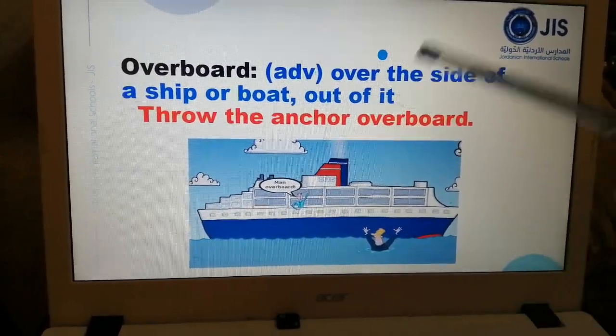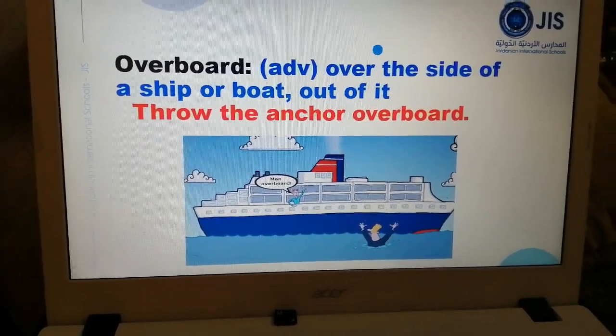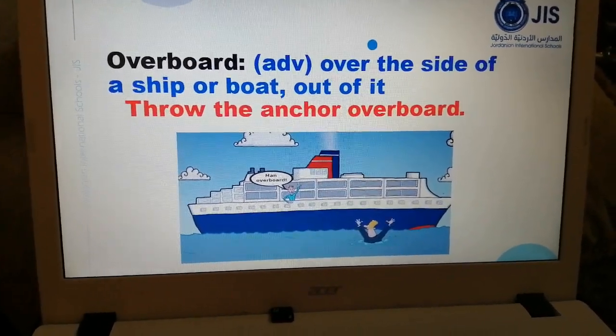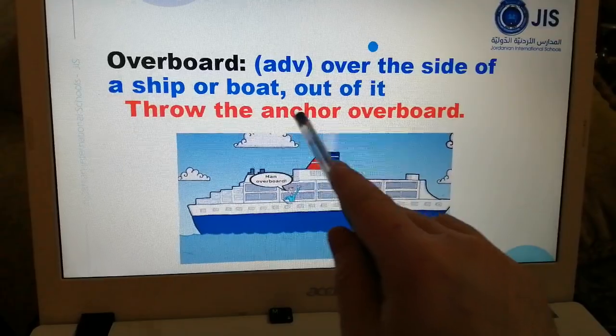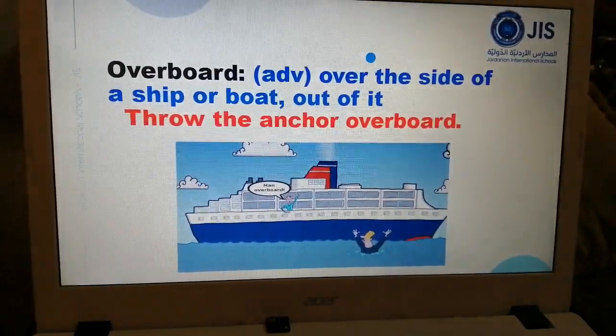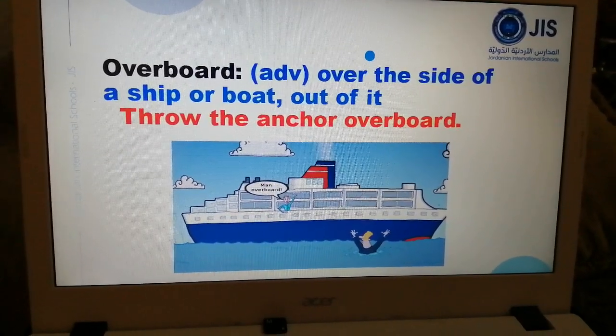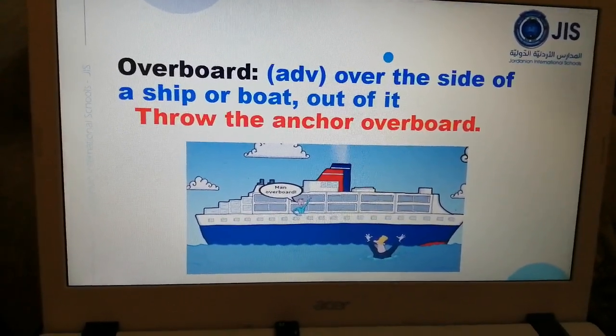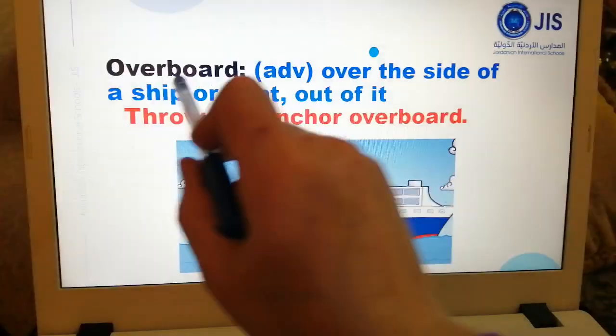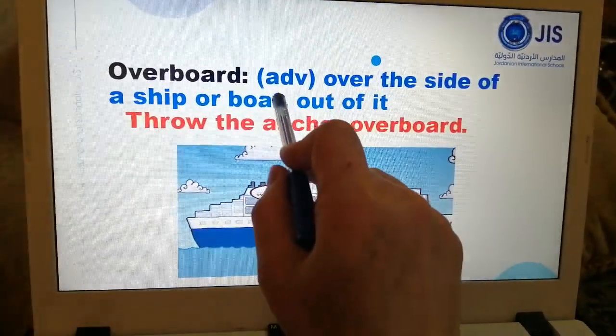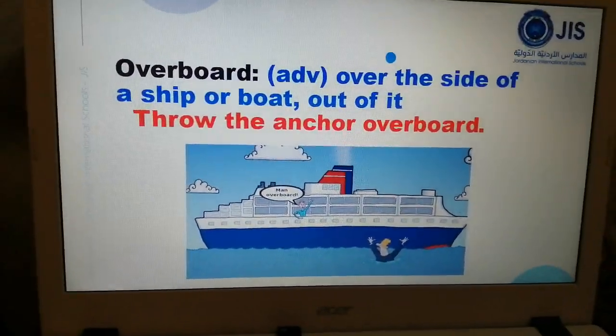So this one is on board, this one is overboard. So overboard means out of the ship. He is not inside the ship or on the board. Throw the anchor overboard, which means throw it out of the ship, in the water, out of the boat. Okay. So overboard, which means out of it, it's a closed compound word and it's an adverb.